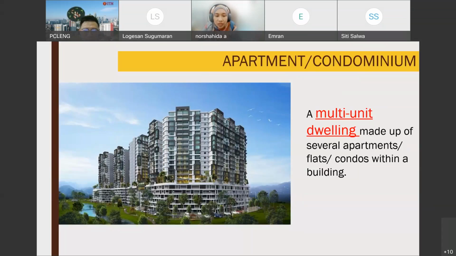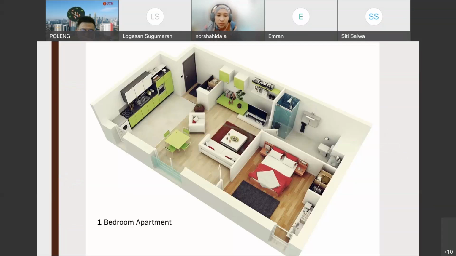a building. So dalam satu development ni dia ada common property, dia ada apa dipanggil parcel dan sebagainya lah. Okay, this is what you are doing this semester, most of you. Okay, and then typologies of apartment is different. This is what we call as one bedroom apartment.